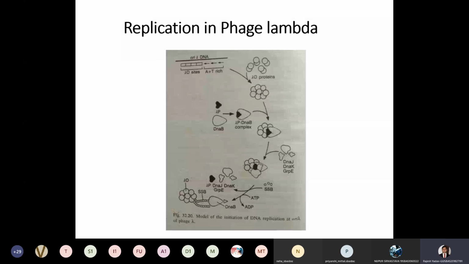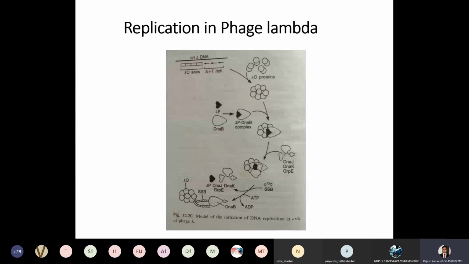Then SSB protein comes and binds with the single strand of the DNA, which prevents the recoiling of the DNA. And again RNA primer comes, which binds with the leading strand and lagging strand. On the leading strand, a single RNA primer will bind. On the lagging strand, multiple RNA primers will bind. In the next process, DNA polymerase III will come and add deoxyribonucleotides on both strands. In the leading strand, because only one primer is present, deoxyribonucleotides will be added in a continuous manner, so a continuous strand will be formed.